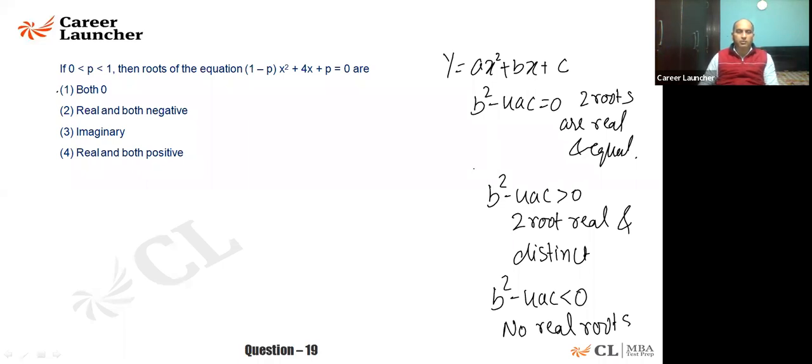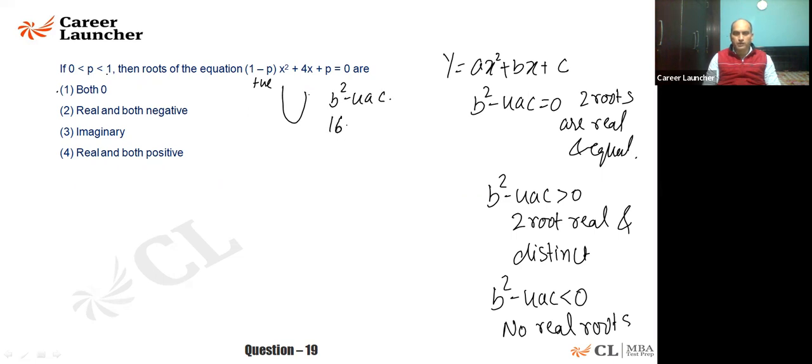Okay, here I go. So you know about this one. So here if p is between 0 and 1, 1 minus p is a number between 0 and 1, so this is positive, means the parabola is in upward direction. Now what is b square minus 4ac? This is what I want to find out. That is 4 square is 16 minus 4ac.